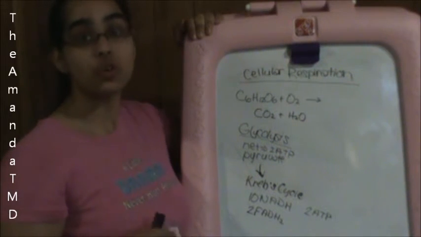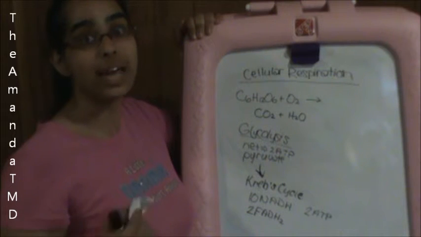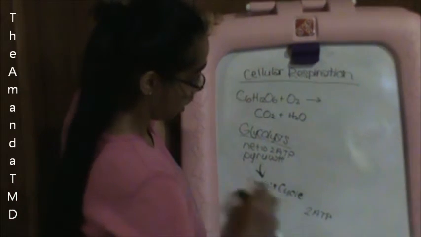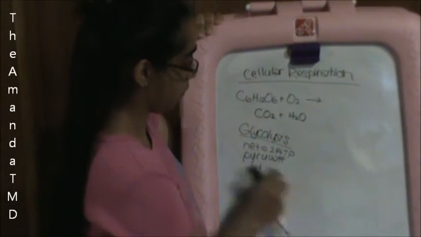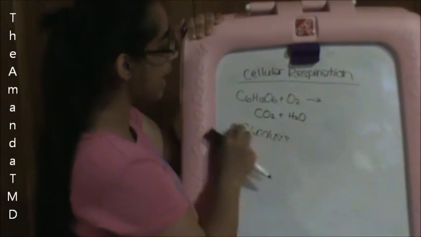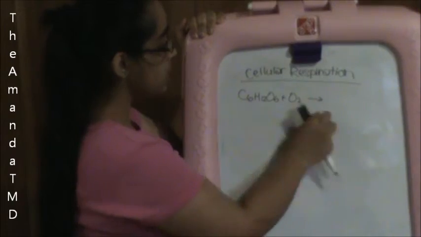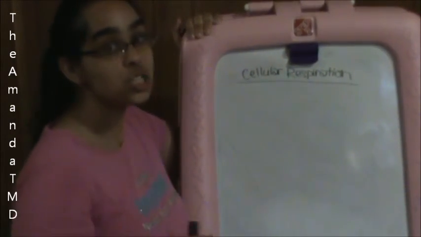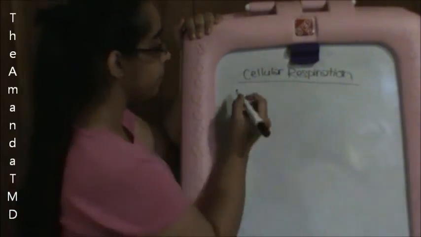So far we have a total of 4 net ATP that are produced. This isn't enough for us to survive. So what happens next is you go into something known as the ETC, or the electron transport chain.